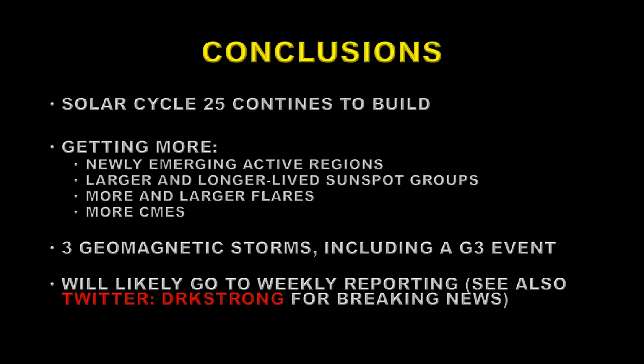So what conclusions can we draw from all of this? Well, first of all, the obvious one is that solar cycle 25 is continuing to build. We're getting more newly emerging active regions, larger and longer lived sunspot groups, more and larger flares, and more coronal mass ejections. We did have 3 geomagnetic storms in the month, which I think is down by 1 compared with last month, but one of them was a G3 event, which is a much stronger geomagnetic storm.